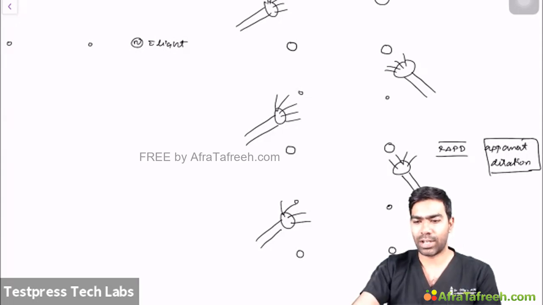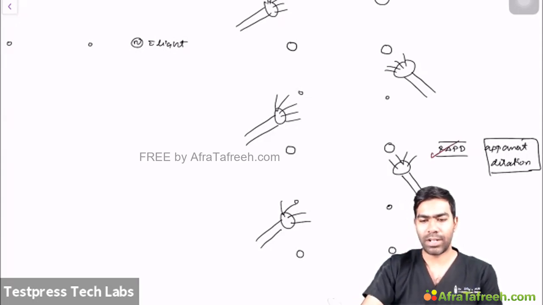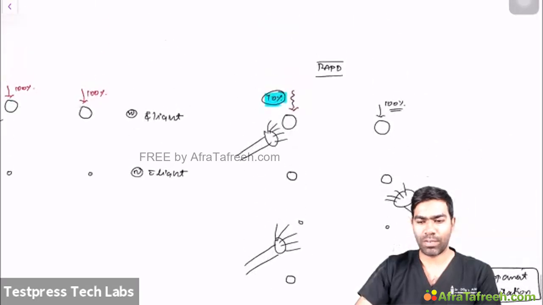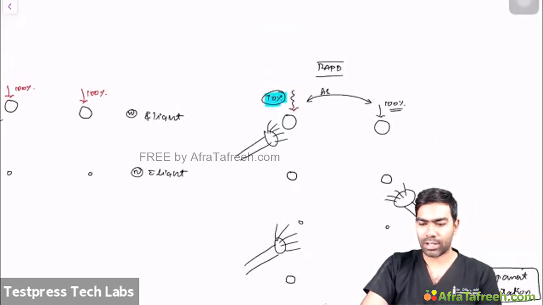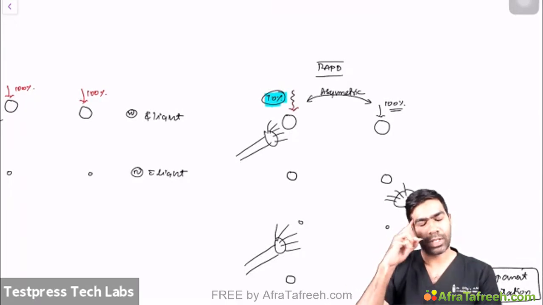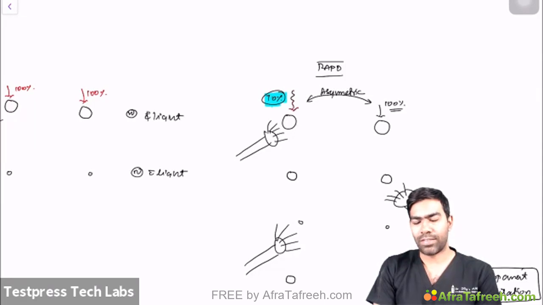So this is what we typically call a RAPD, relative afferent pupillary defect, a very classic sign of optic neuritis. Remember, to develop this relative afferent pupillary defect, one important prerequisite is that the lesion should be asymmetric. If it's bilateral, it should be asymmetric, or it should be unilateral in nature. If it's bilateral and symmetric, then RAPD cannot be appreciated by clinical examination.